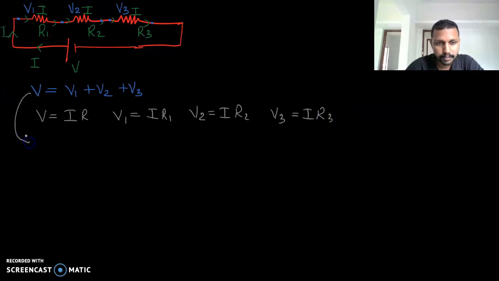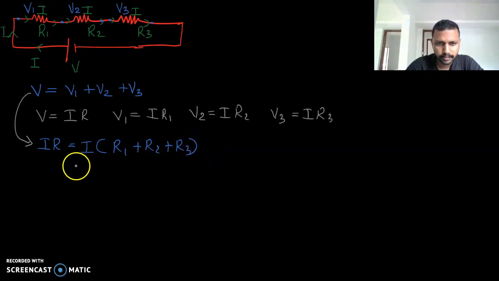Then if we are substituting for V, V1 can be substituted as IR1, V2 can be substituted as IR2, V3 can be substituted as IR3. What can we take common out? IR1 plus IR2 plus IR3, I is taken common out. Then we could write R1 plus R2 plus R3.